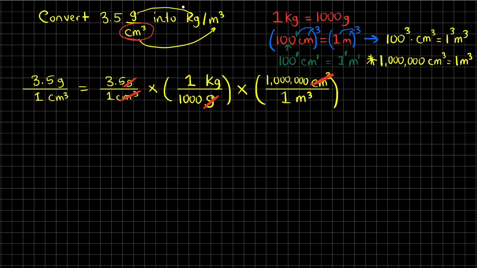And what do you know? What I have remaining on the numerator is kilograms, and that's exactly what I need. And what I have remaining on the denominator is meters cubed, and that's exactly what I need. That's how you know you have done your conversions correctly.